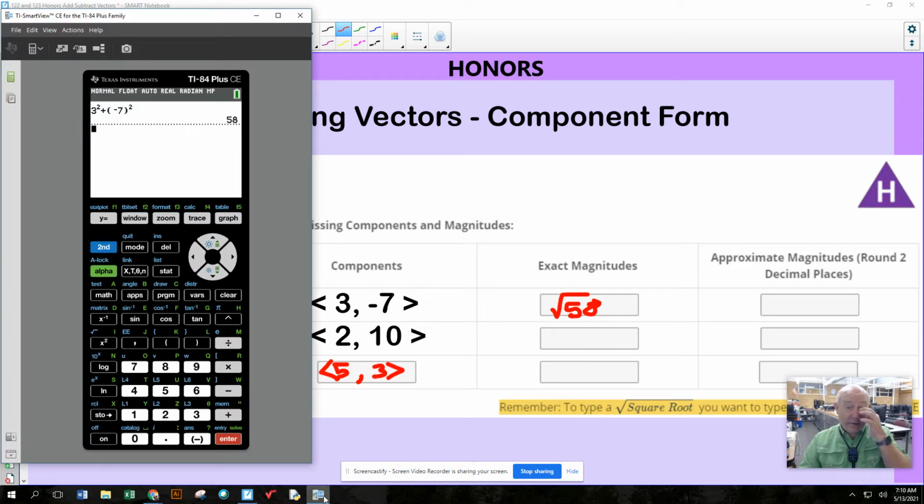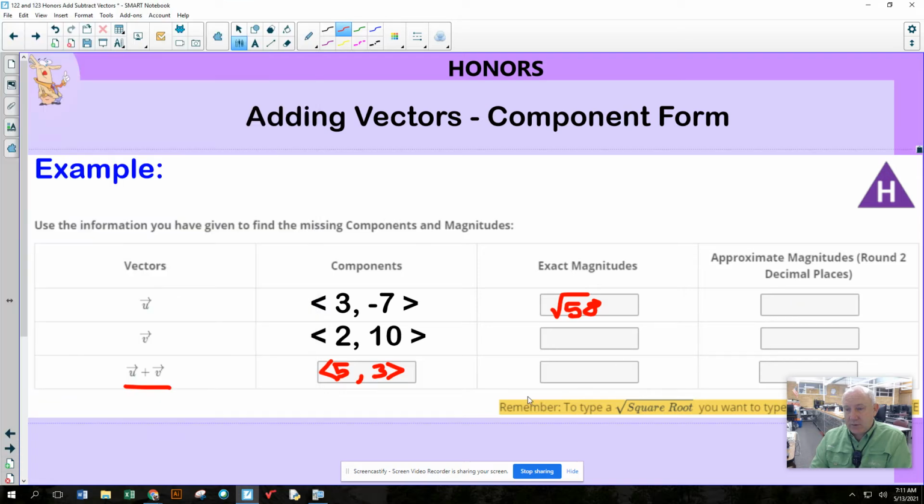Okay, now the next part is we need to actually calculate that square root. So I'm just going to use tools here on the calculator, take the square root of the answer, which was 58, which gives me this number here, and I'll type on this side 7.62. So that's 7.62.